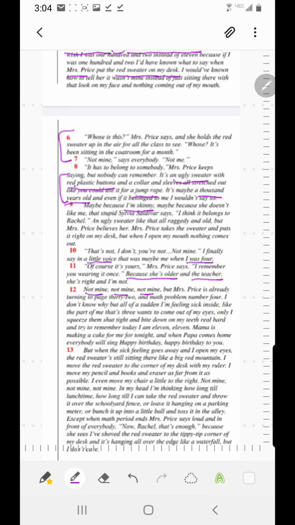What is she saying here, right? Only I squeeze them shut tight and bite down on my teeth real hard and try to remember today I am 11. Mama is making a cake for me tonight, and when Papa comes home, everybody will sing happy birthday to you. So basically what she's saying, I love the way she says 3 wants to come out of my eyes. It's almost like a little bit of personification, right? But what she's really talking about is the tears that you're holding back.